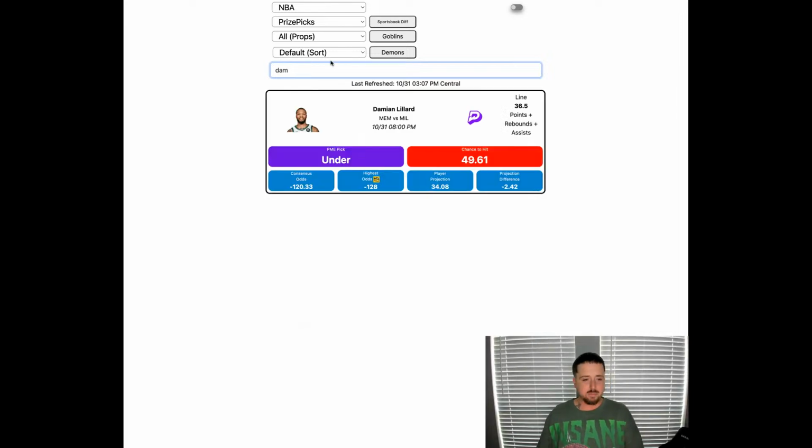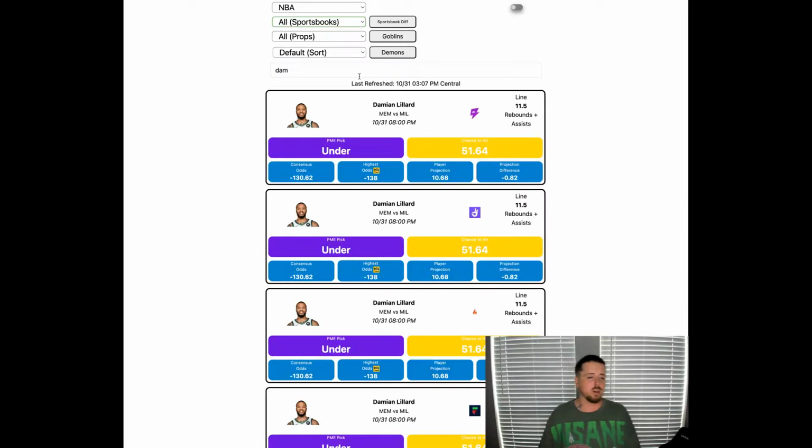All right, checking out Dame. Damian Lillard's lines are not very good. Like, nothing good is popping for Dame Lillard at the moment when it comes to consensus odds and chance to hit. You do have his projection on his under. PME pick is the under on Damian Lillard because the player projection is at 34.08 on his PRA. So it likes the under on his PRA at a minus 2.42 projection differential. But there's really nothing on Prizepicks. Let's check Dame on all sportsbooks. Same situation. 51% chance to hit. Nothing too crazy. Nothing popping for Dame right now.